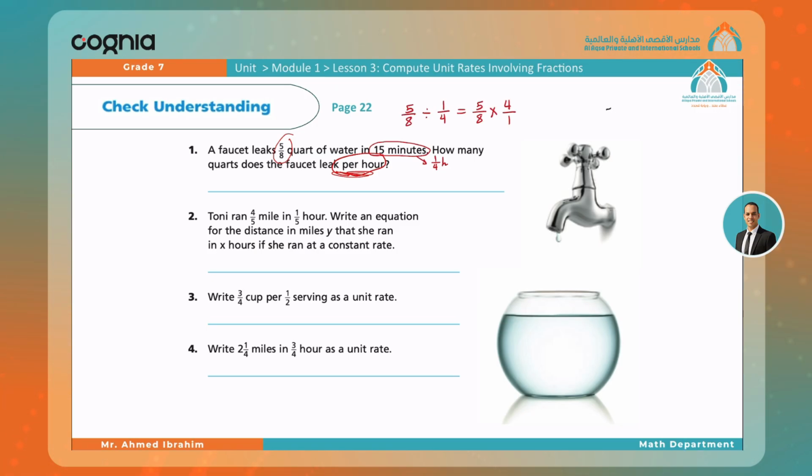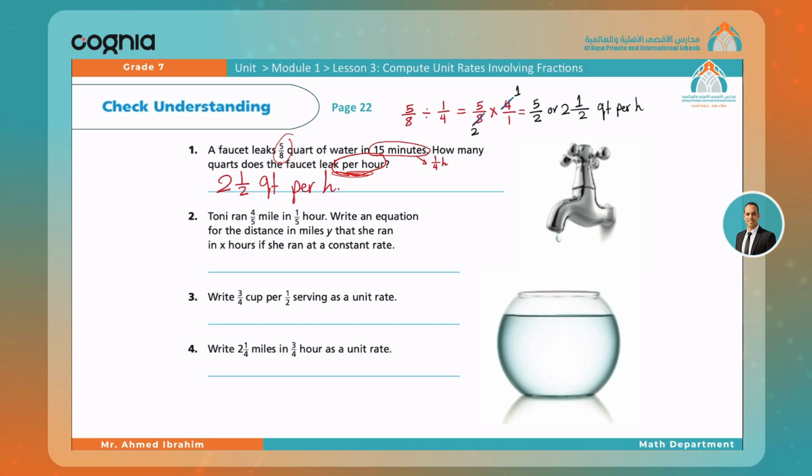So you keep the 5/8, change the divide to multiply, and you flip the quarter, you make it 4/1. You can simplify the 4 and the 8. 4 divided by 4 is 1, and 8 divided by 4 is 2. Just multiply the numerators and denominators. 5 times 1 is 5, and 2 times 1 is 2. So 5/2, 5 halves, or turn it into a mixed number, which is 2.5 quarts per hour. So the answer here is 2.5 quarts per hour.